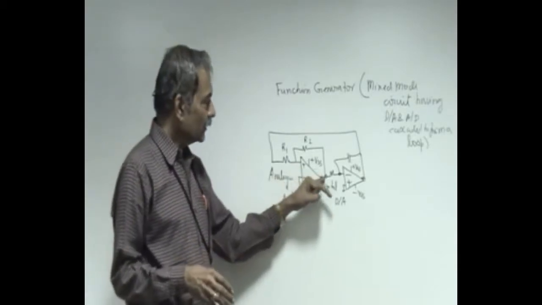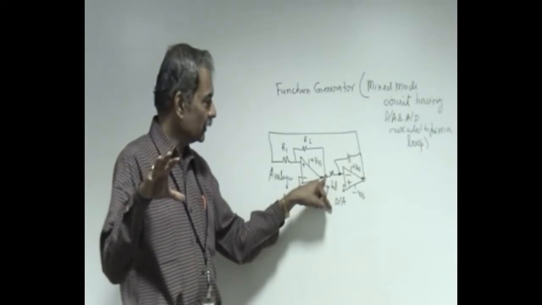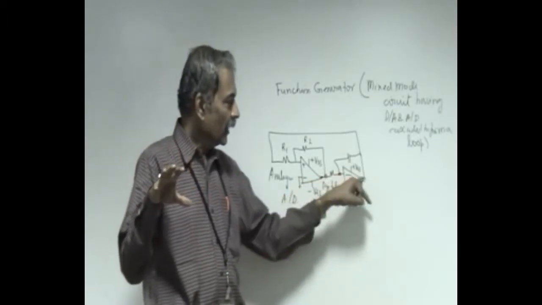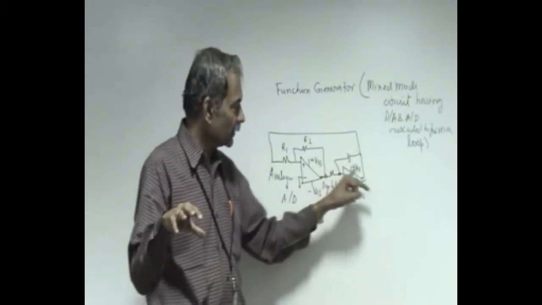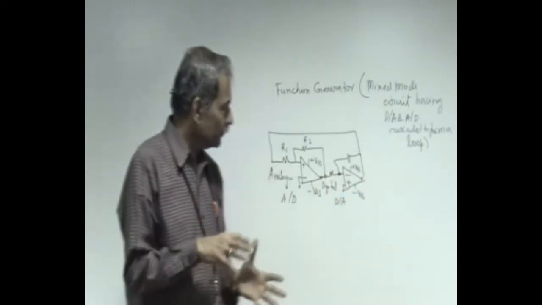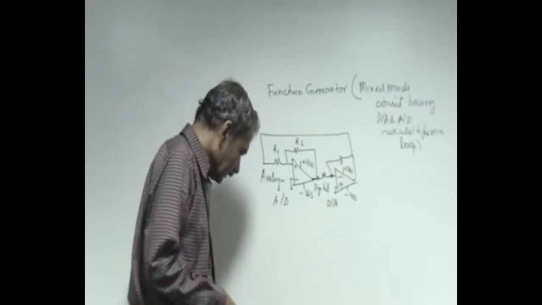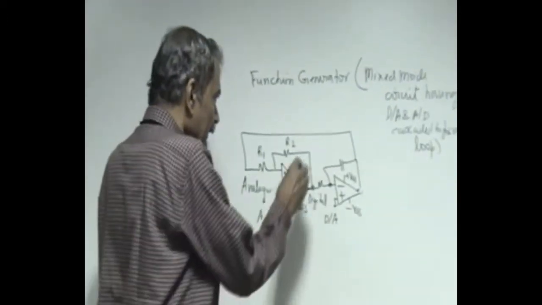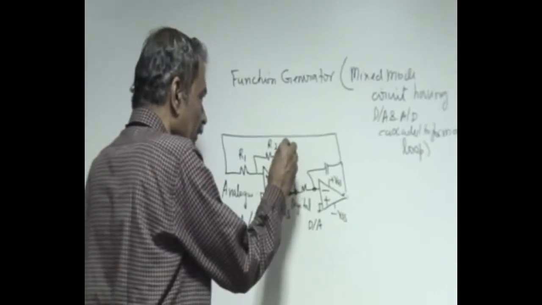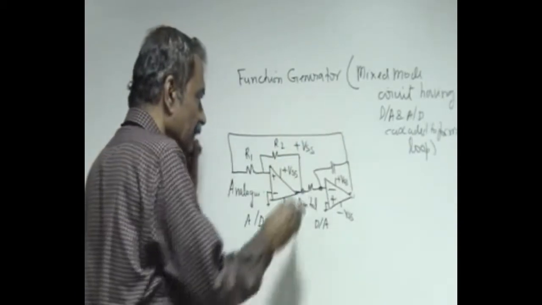It has a square wave of fixed amplitude plus minus Vs at this point, and a triangular wave. The square wave gets converted to a triangular wave of a fixed frequency 1 by 4 RC, as we will presently see. How it is going to work, we will see. This output is therefore assumed to be either at plus VSS or minus VSS. Let us take it as plus VSS.